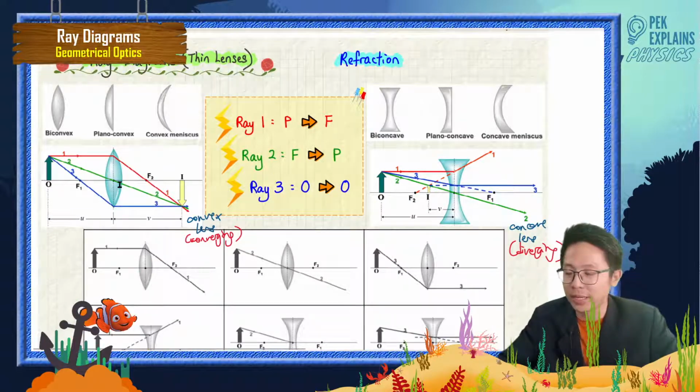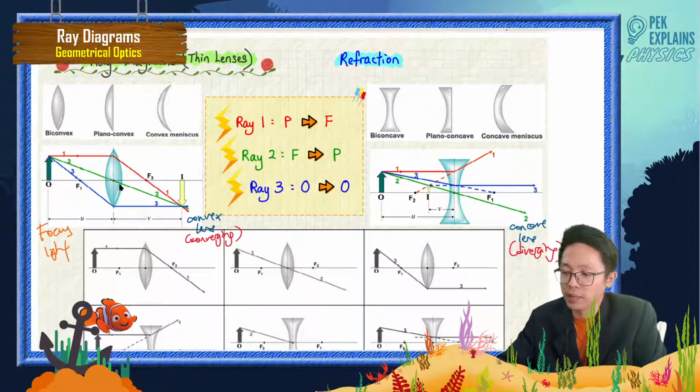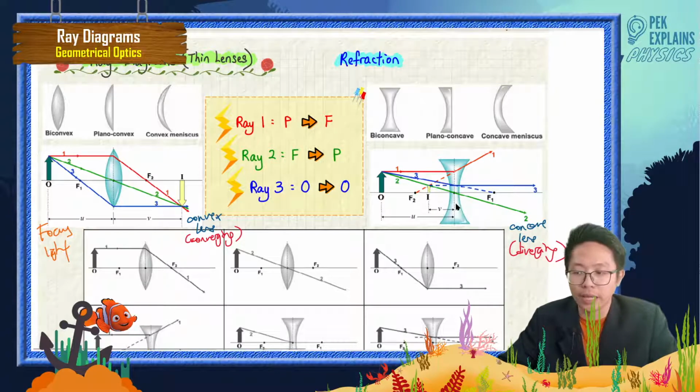This fat guy, the convex lens, is converging. It focuses the light. And then this one, the thin guy, it diverges the light. It spreads out the light. Understand?